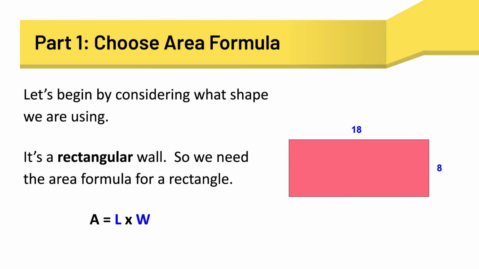Let's begin by considering what shape we are using. It's a rectangular wall, so we need the area formula for a rectangle. A equals length times width. To find the area of the wall that needs to be covered, we take the length of the room and multiply by the height of the wall, which will take the place of width in our formula.